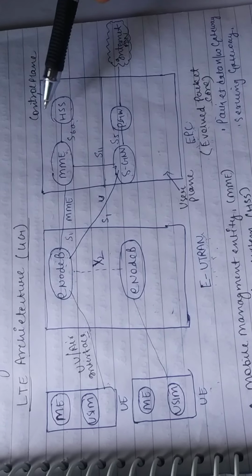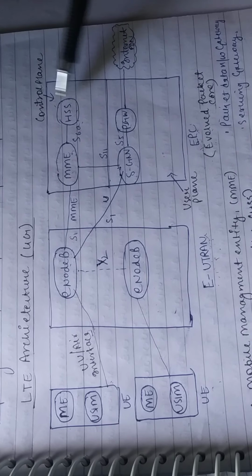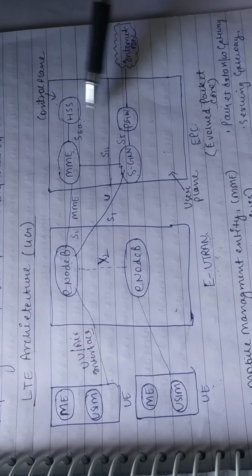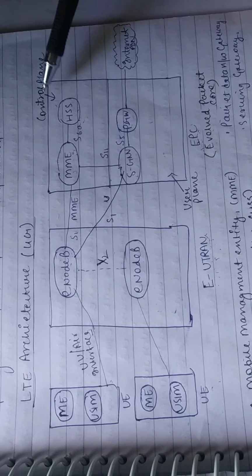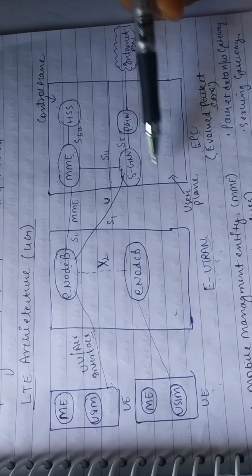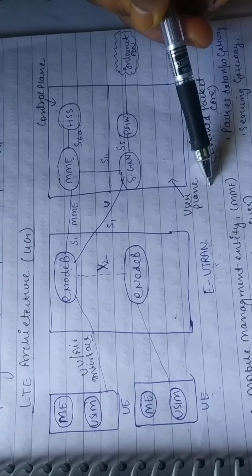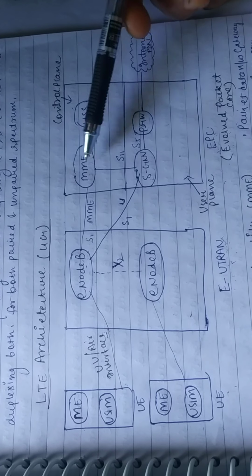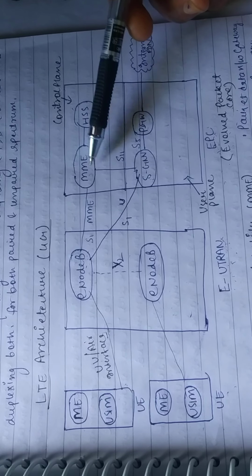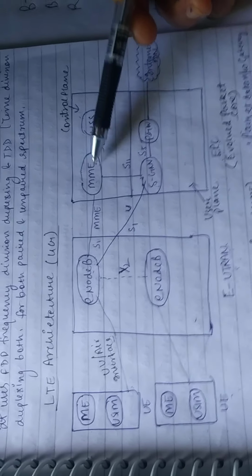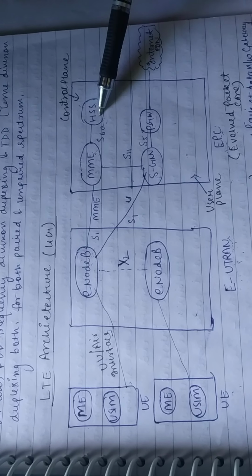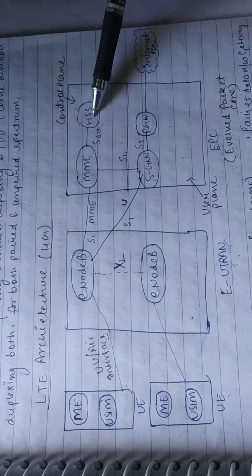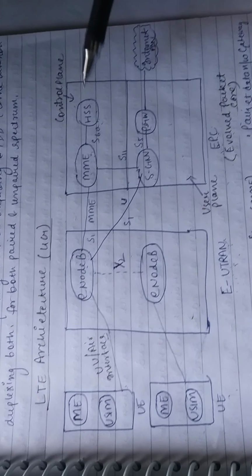One more thing here: this is divided into two sections. One is the control plane. These two modules come under the control plane, and these two modules come under the user plane. The control plane is managing the mobility of mobiles, and the HSS is just a permanent database.